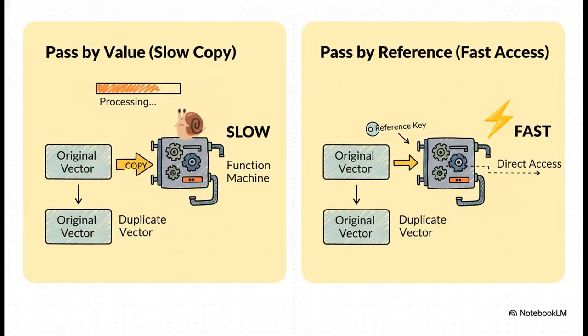Now, here is a super important performance tip. When you pass a vector to a function, the default way, called passing by value, makes a full copy of the entire vector. If your vector is huge, holding thousands of items, this is incredibly slow and wastes memory. The pro move is to pass it by reference. This doesn't make a copy at all. It just gives the function access to the original. It's way faster, way more efficient, and it's almost always the right way to do it.